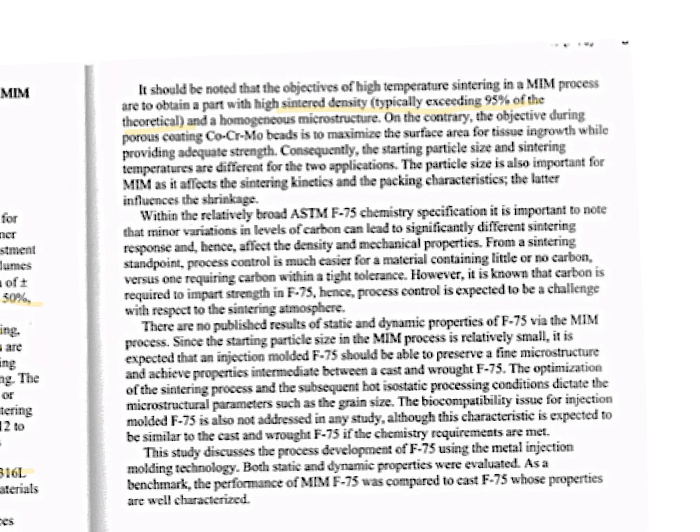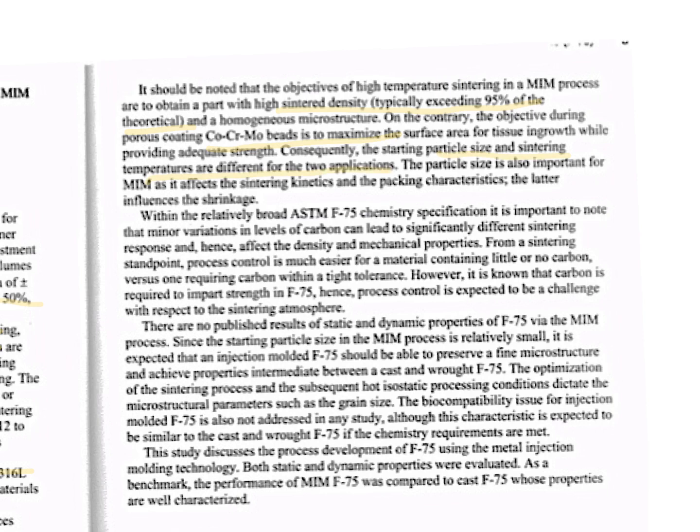And he's talking about tissue ingrowth here. That was the coating idea when back then they were still looking at putting beads onto the surface of a cobalt chrome implant and sintering them onto the surface to give bone something to grow into, which we talked about. And starting particle size and sintering temperatures are different for the two applications, very different.